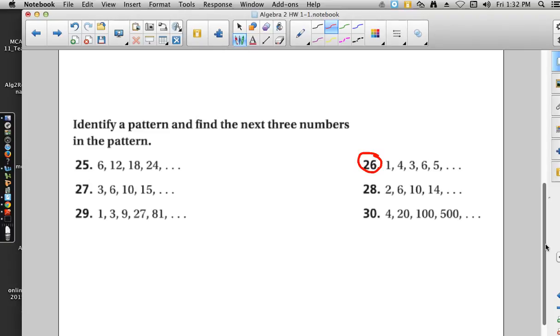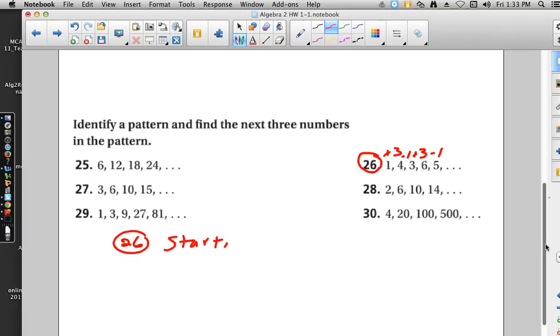It says identify the pattern. So I see the numbers are going up, and that means I should try addition. And I see that it's adding 3, but then, wait a minute, that one doesn't go up. They subtract 1. And at first I think, well, maybe that's not the pattern I want. But now look at the next one. 3 to 6, they're adding 3 again. And then 6 to 5, they're subtracting 1 again. That is the pattern. So that's what I have to talk about. That's what I have to identify.